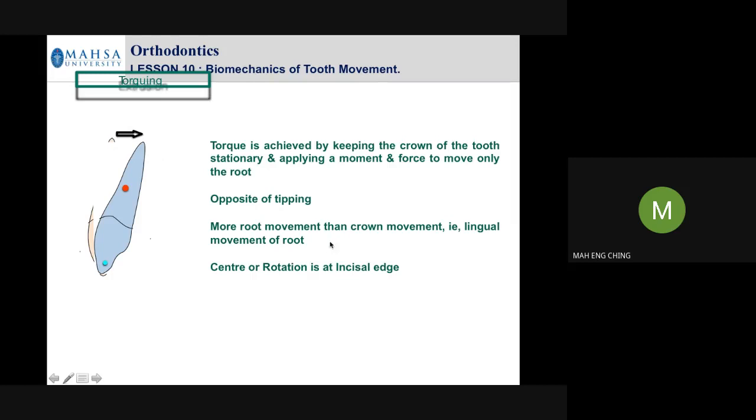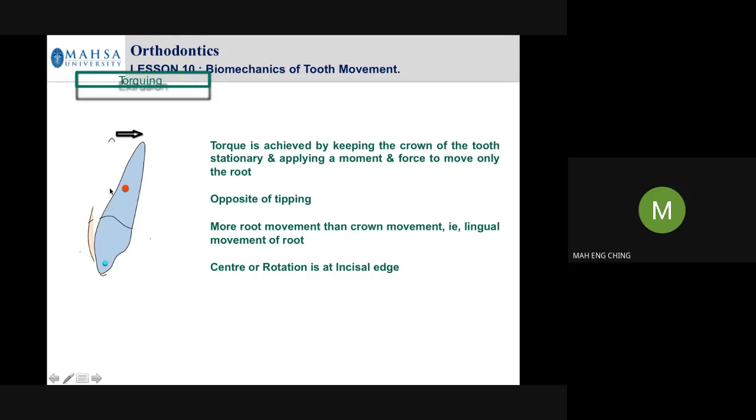More root movement than the crown movement, lingual movement of the root. So most of the time you move the root backward and forward. That's what we call torque. The center of rotation is inside the edge. So just now for tipping, the center of rotation is at the tip. Now for torque, the center of rotation is inside the tip, opposite.